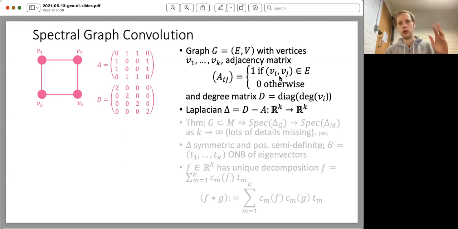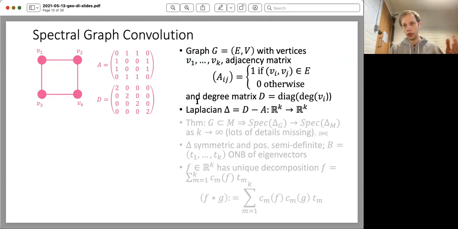So suppose you have a graph G with edges and vertices, and you label your vertices V1 to Vk. Then there are two matrices you can cook up. The first is the adjacency matrix, which is 1 if two vertices are connected and 0 otherwise, and the degree matrix, which is just the diagonal matrix of all the degrees. So here in this example, you see this little square graph with 4 vertices, and I wrote down for you the adjacency matrix and the degree matrix.